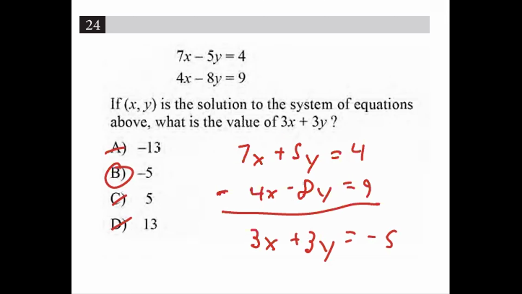So yeah, that's all we had to do for this question. But if we had to actually solve for x and y, it would be a lot more difficult because these values are not easy to work with.